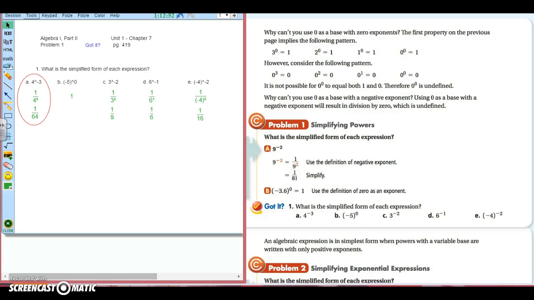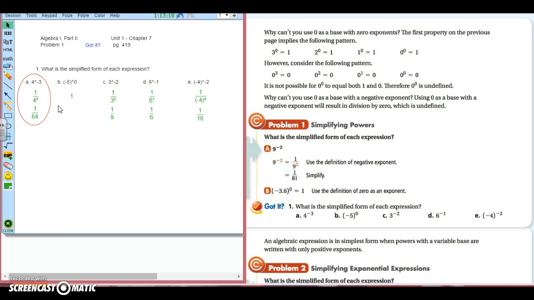This is for Algebra 1, Part 2, Unit 1, which is Chapter 7 in the book. Problem 1, the Got It, on page 419. What is the simplified form of each expression? So we'll start with A.